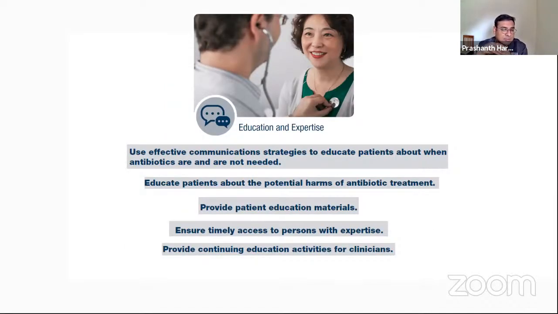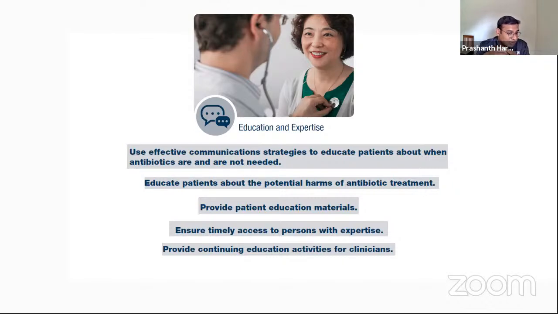Education and expertise is an important part. For example, what we are doing right now is a CE update. What we are trying to discuss is what is going to help a lot of clinicians, a lot of dentists, a lot of young dentists who are going to be in practice, to know what is happening around the world in terms of antibiotic stewardship or microbial stewardship, and to educate the patients about the potential harm of the abuse of antibiotic treatment.